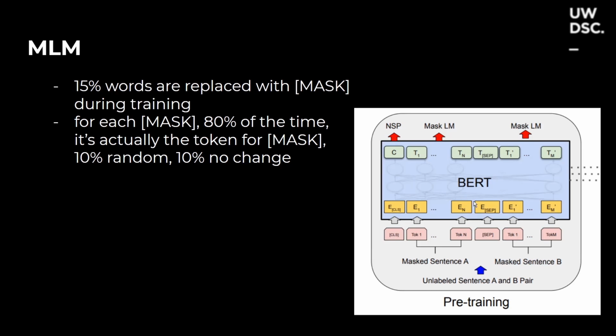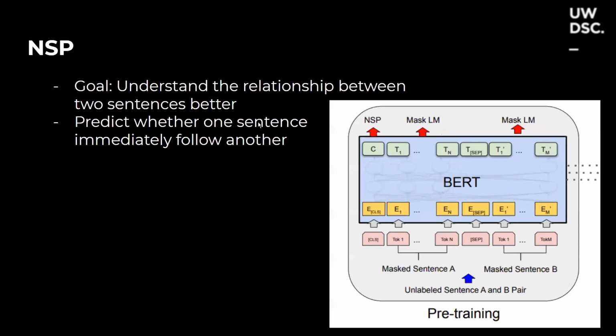So we have one sentence here that is masked and a second sentence that is masked here, and the output would have the actual correct word. And then next sentence prediction.